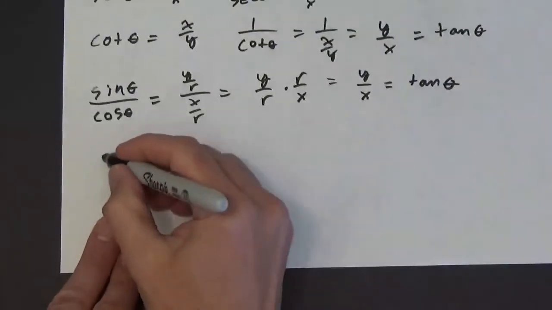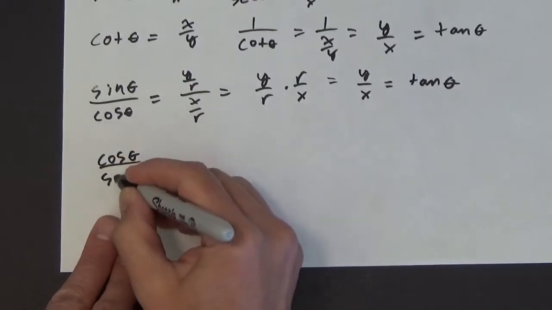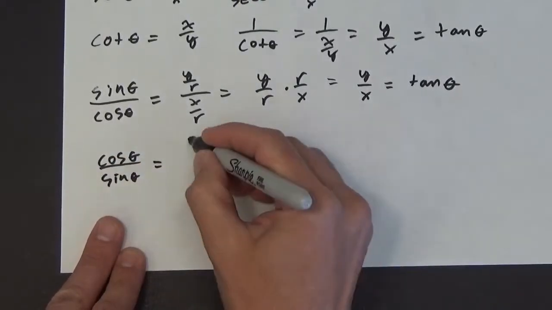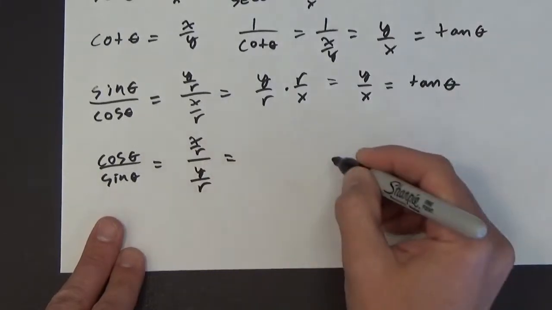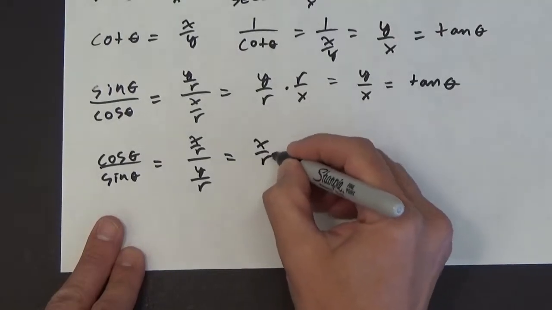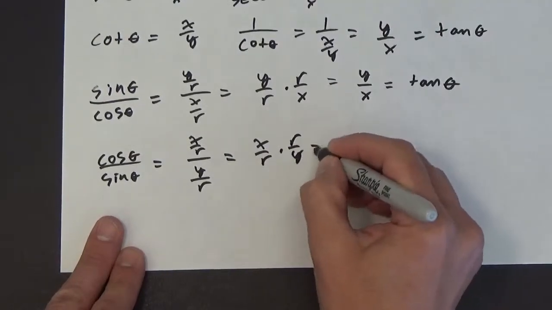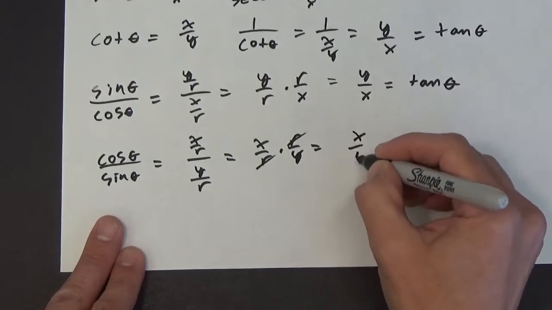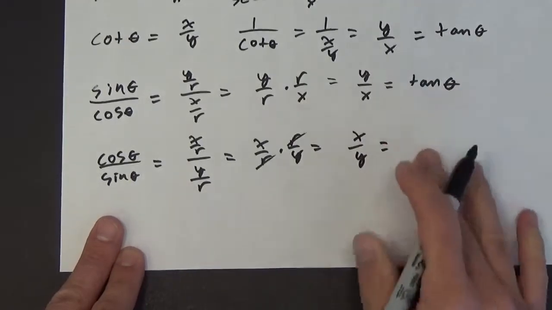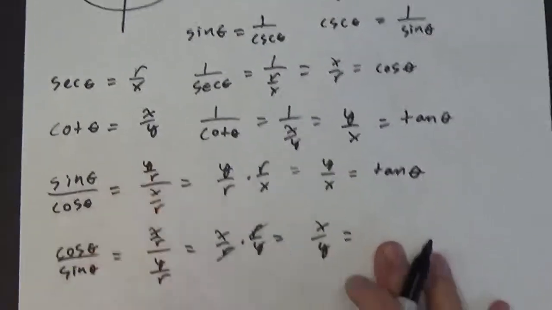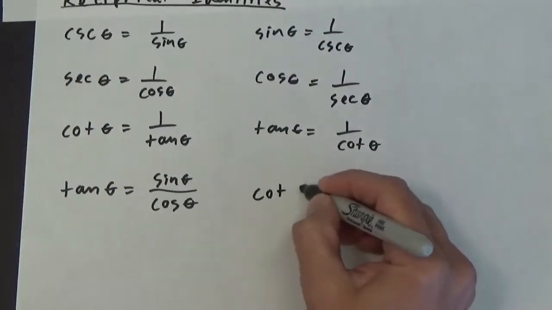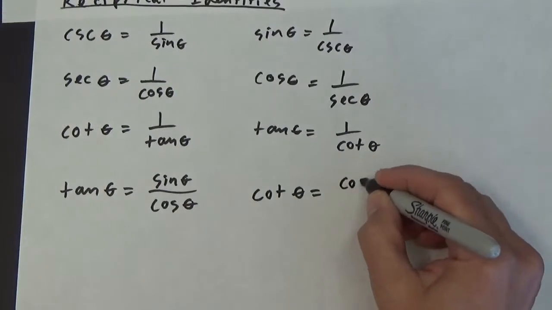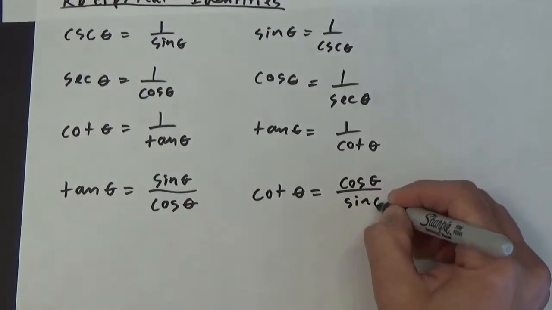All right, let's do one more. Let's take the cosine of theta over the sine of theta. The cosine of theta is x over r. The sine of theta is y over r. So when we have x over r times r over y, these cancel out, and so we get x over y. And x over y is the cotangent. So that means the cotangent of theta is the cosine of theta over the sine of theta.